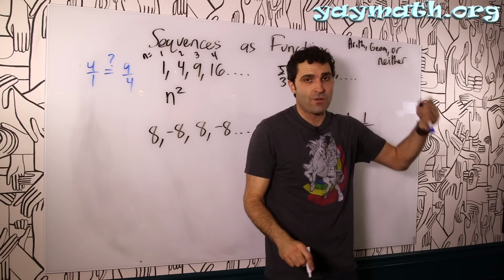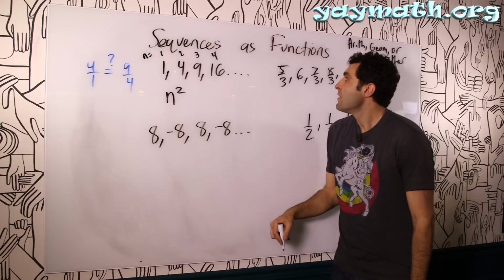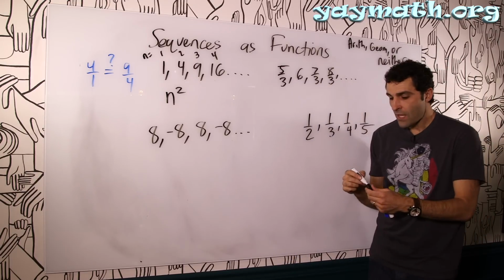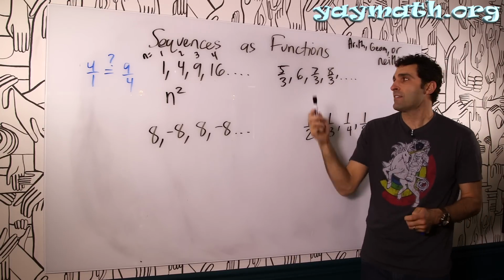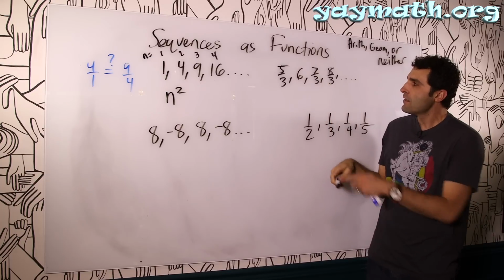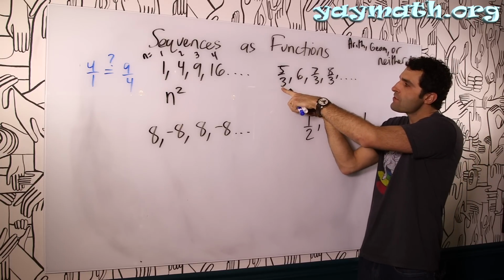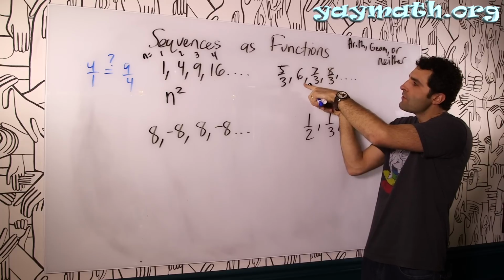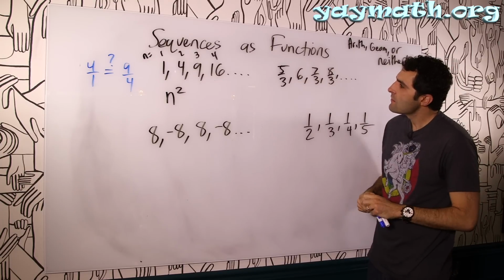It's neither, it's a different one, all right? So it's a little special. Let's go over here. Again, let's go through a process systematically. Is this arithmetic? Well, 5/3 to 6. Let's think about it.